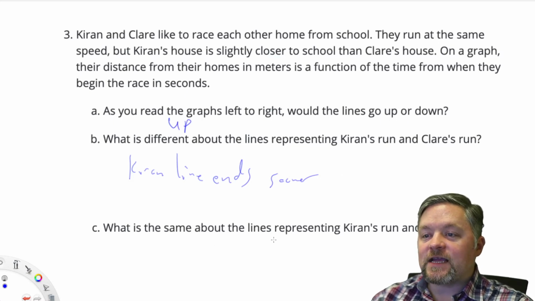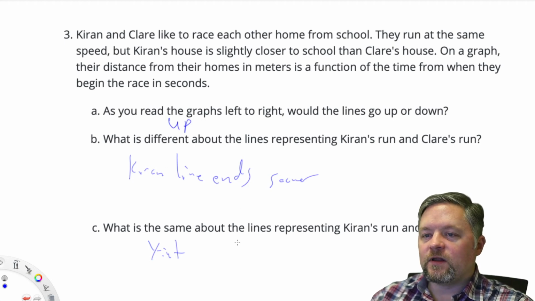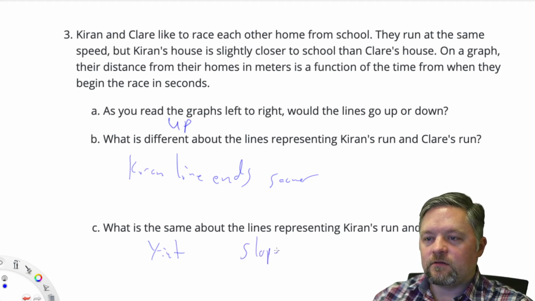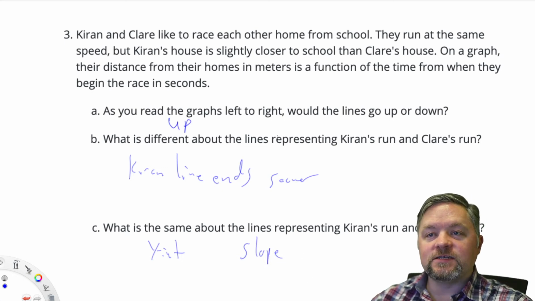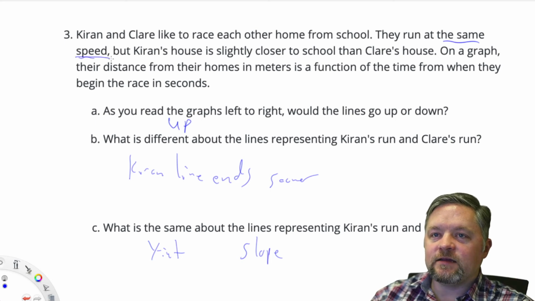What is the same about the lines? The y-intercept is the same because they both have a y-intercept of 0 because they both start at their home, 0 meters from their home. What else is the same? The slope is the same because they are running at the same speed.